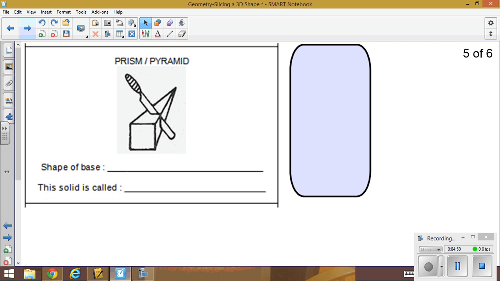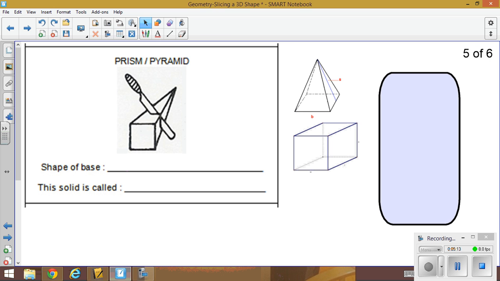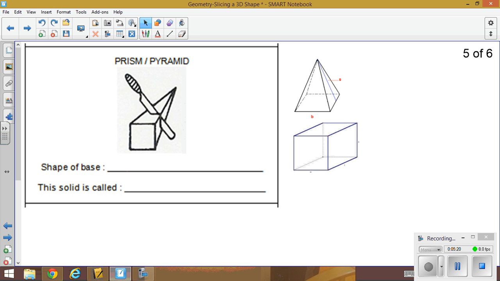All right, next, my base is in the shape of a square, and I meet up at a point up here, so this is a square pyramid. So the base is square, the shape is a pyramid, square pyramid. Okay, the top part of the shape would look like this pyramid here, and the bottom part of the shape would just look like a square base. Okay, so we have a square pyramid and a cube actually, I shouldn't call it a square.